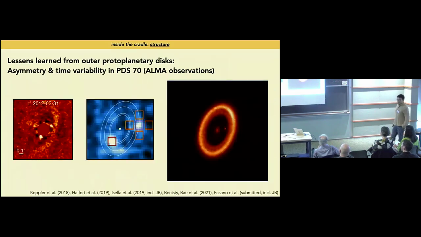There's another example. Now this time it's about the outer disk. This is a system, PDS 70.